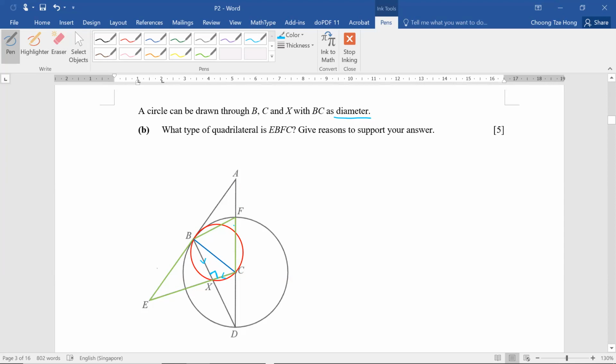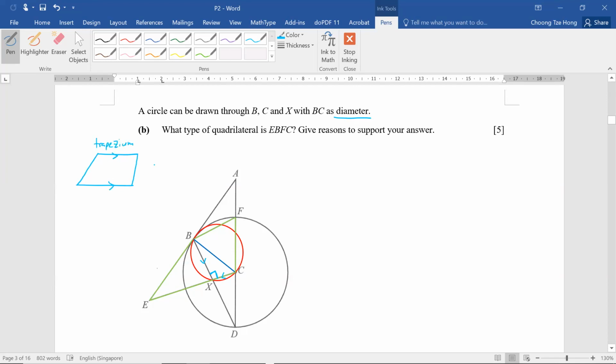Is there any other diameter inside this question? If we are able to find another diameter, then maybe we can have another 90 degrees. And if the two sides are both 90 degrees to the same line, then they will be parallel to one another. Then if the four-sided figure has a pair of parallel sides, we can conclude that it's going to be a trapezium, because a trapezium has one pair of parallel sides. The other two sides are not parallel.